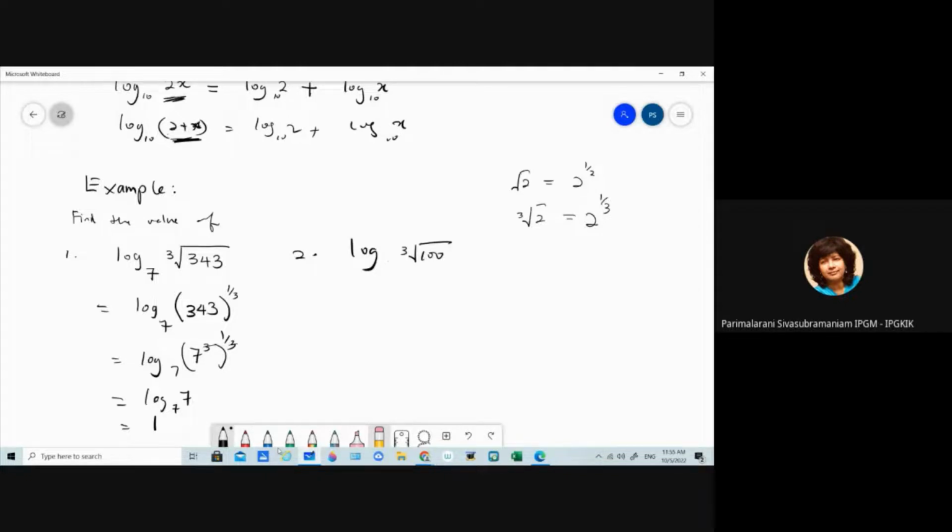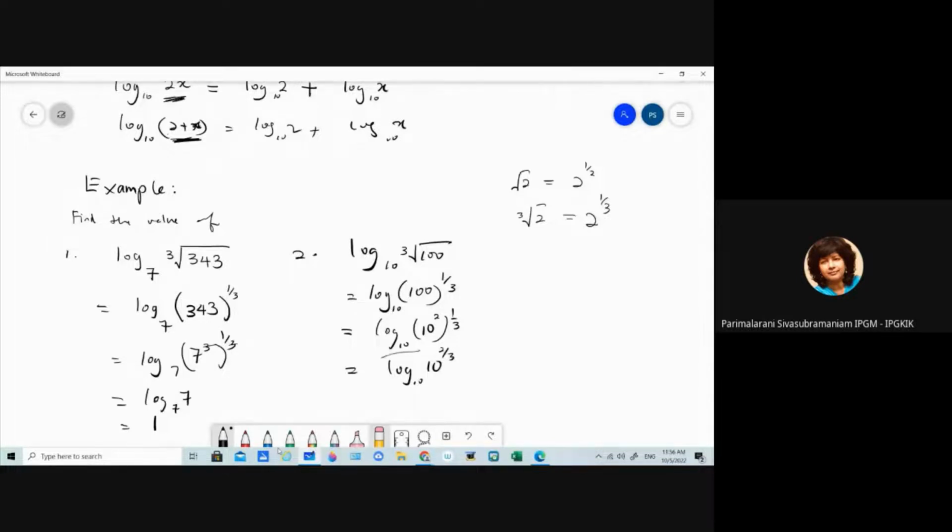Next, log of the cube root of 100 base 10. How do we do this? What is the cube root of 100? You don't know, so rewrite this: the cube root of 100 is 100 to the power of 1 over 3, base 10. Then 100 we can also write as 10 to the power of 2, all to the power of 1 over 3. So this is log 10 to the power of 2 over 3.